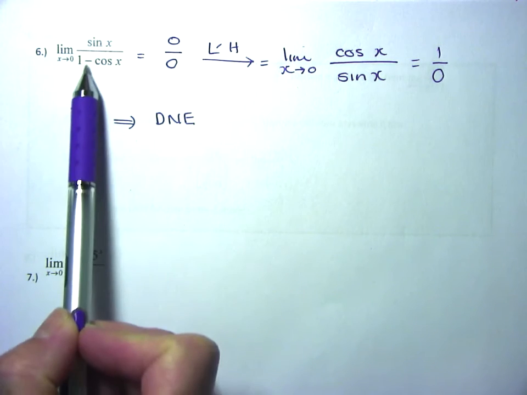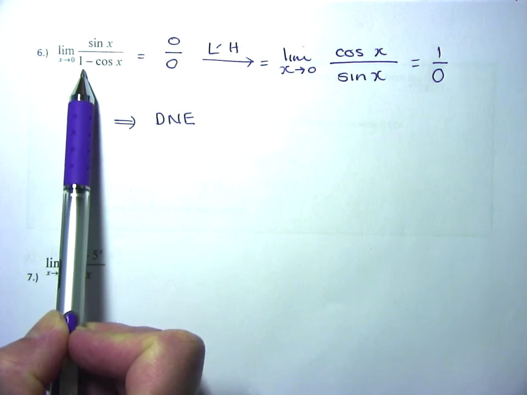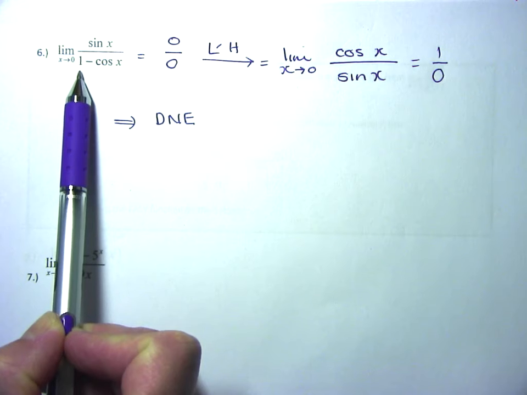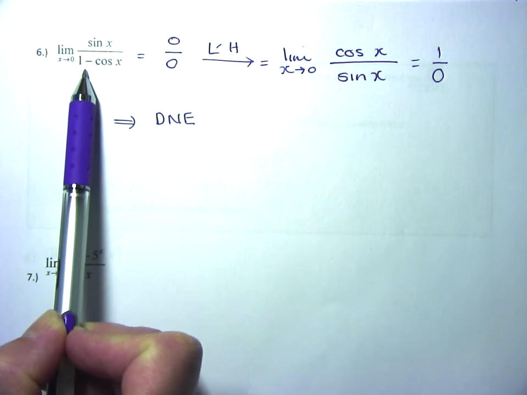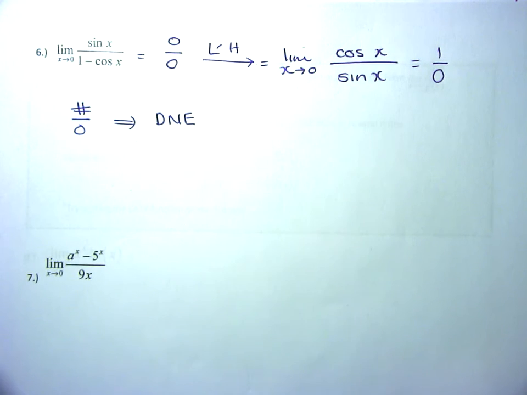So we started with a negative cosine. Yes, the derivative of cosine is negative sine, times the negative that was already outside of it, which became positive sine of x. Okay.